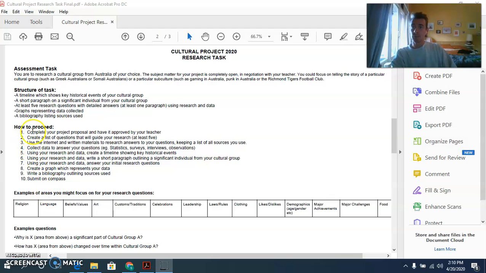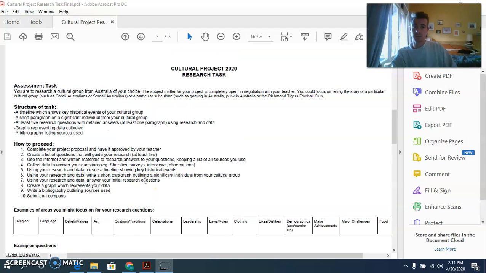So in our step-by-step how to proceed on the research task instructions, you can see that number 4 is collect data to answer your questions, e.g. statistics, surveys, interviews, or observations. And then 5, 6, 7, and 8 all involve the use of data. So this is an important thing that we need to attain in order to have success in this task.